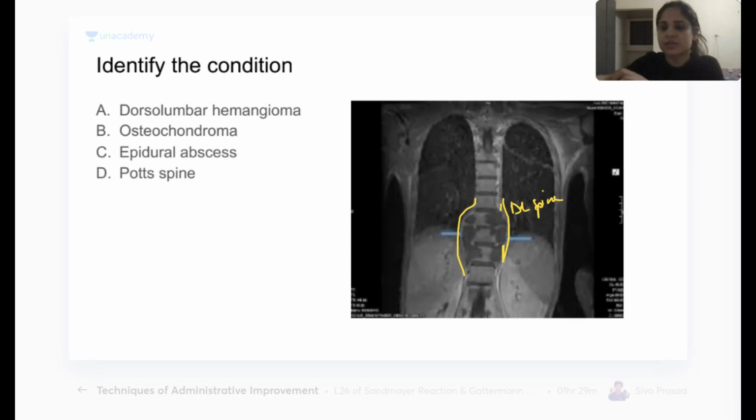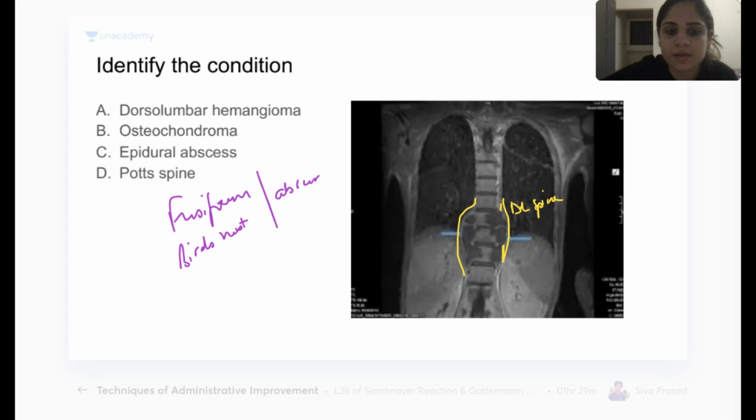And what is this destruction of the vertebral bodies and the abscess spreading on the sides called as? This is called as fusiform appearance of the abscess. Or it also looks like bird's nest appearance of the abscess. Okay. So this is seen in case of Pott's spine.